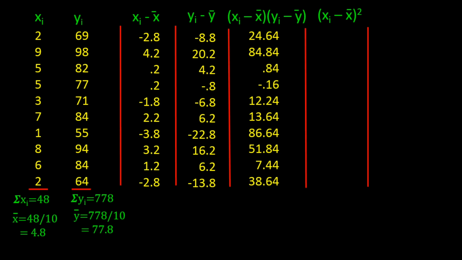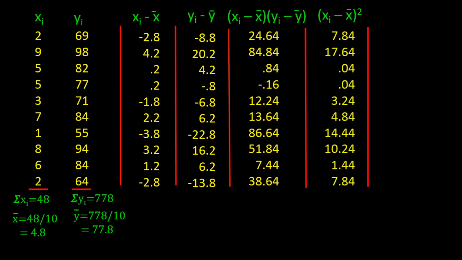And finally, for the last column, we take the third column and square each value to get this column of numbers. So negative 2.8 squared gives us 7.84, and so on. And now we're almost ready to get the slope. We first need to get the sum of the previous column, and this is 320.6.